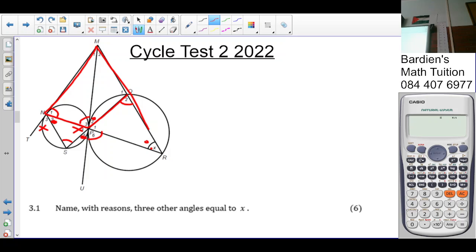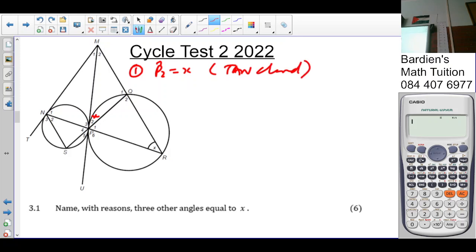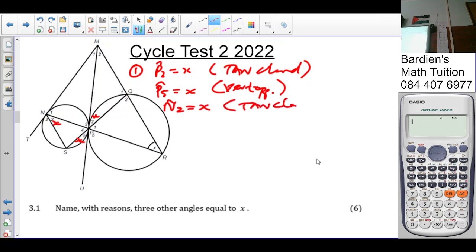Let's write that neatly down. So we're saying that P2 is equal to X. Tan theorem. Then P5 is X. Vertically opposite. And then N2 is X. Why? Tan theorem.